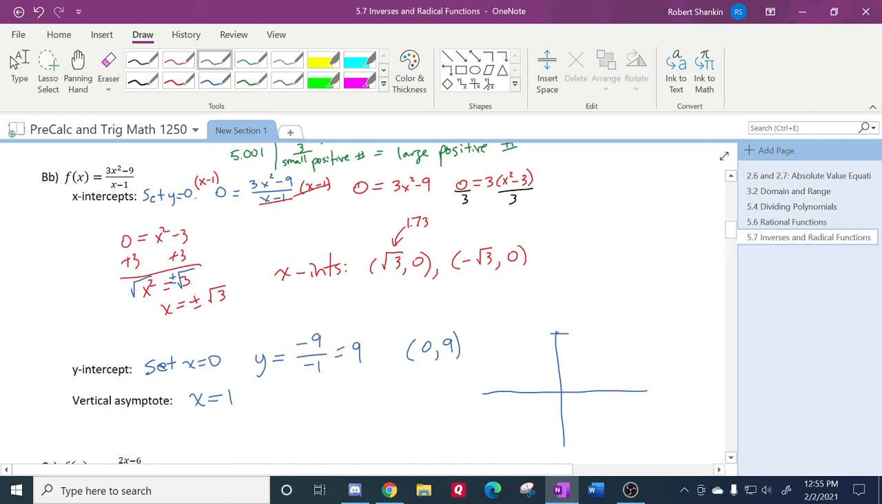So if I was graphing this, let's say 0, 9 is way up here. And then square root of 3 is about 1.7, right around here. Same thing right around here. Okay. And the vertical asymptote is at x equal 1.